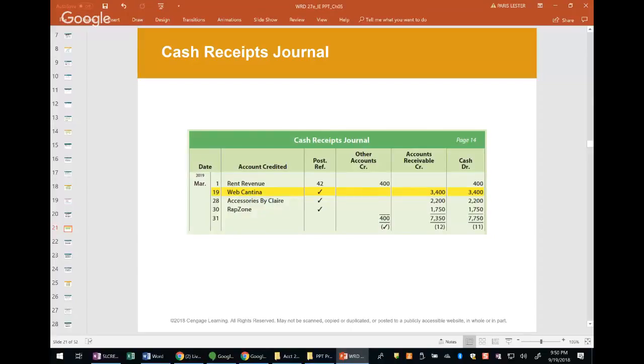And I forget that people at home can't see me. That's why I try to remember to point it out here. You post this total, and these you post individually in an other account. So you can collect cash from any source. You don't have a special column for it. But now we could have a special column for rent revenue if we were collecting a lot.